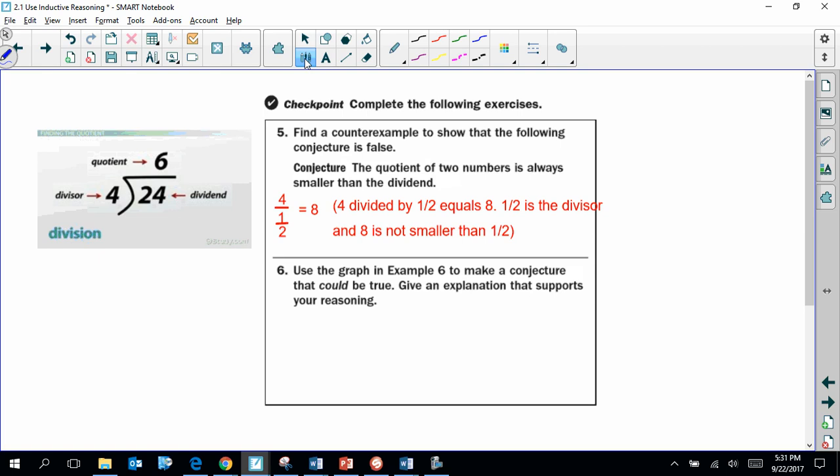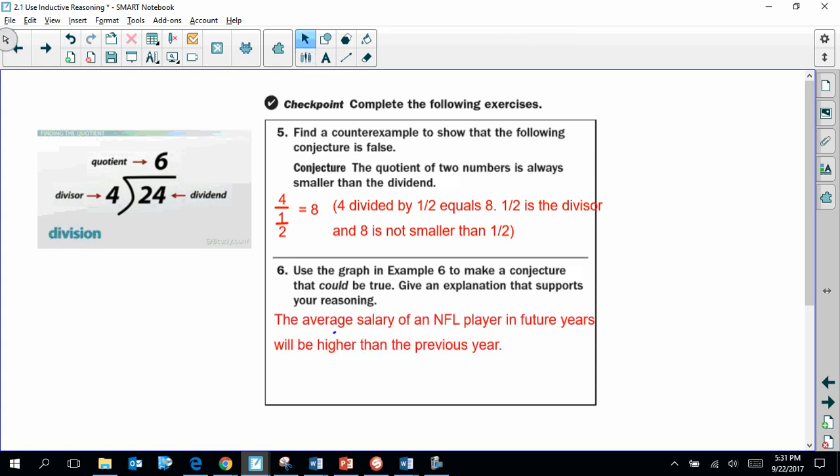Now going back to the graph in example 6, make a conjecture that could be true and give an explanation that supports your reasoning. Well here, this is what I picked, and this is only a possible answer. This is not the only answer that you could use. The average NFL salary of a player in future years will be higher than in previous years. Yes, I know, very general, not very specific, but it's just something that could be true.